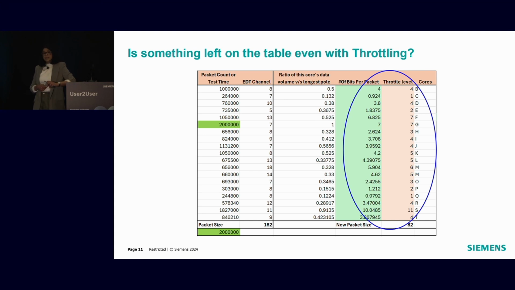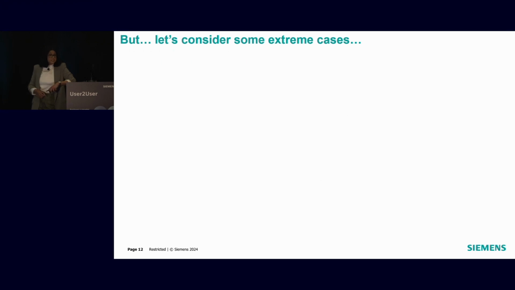In this particular case, not really. Because if you look at 0.924, I cannot provide 0.924 bits, so of course I have to go with 1. If you look at 2.6, I cannot be providing 2.6 bits in a packet, so I have to of course go with 3. So no, I'm not leaving too much unused on the table even with throttling enabled, correct? But let's consider some extreme cases.